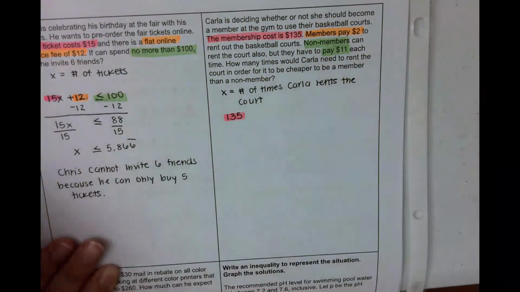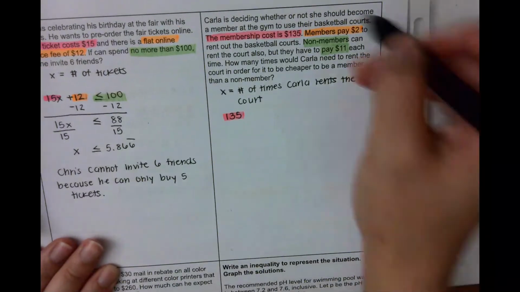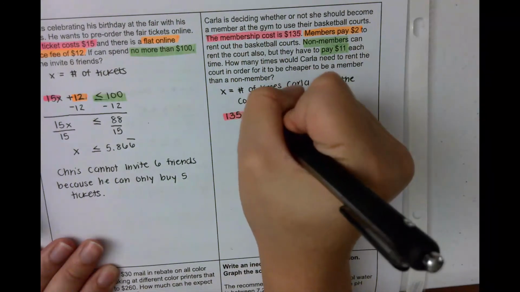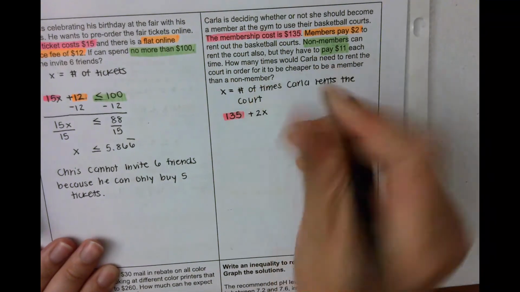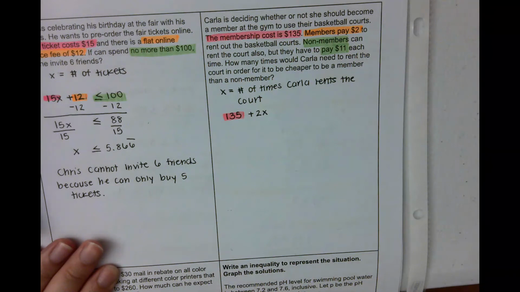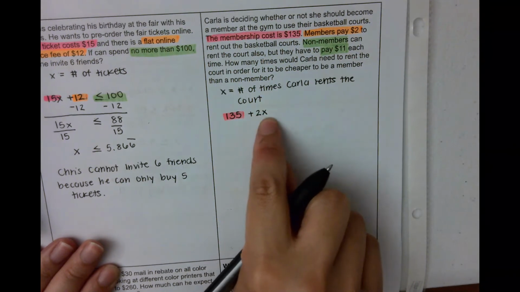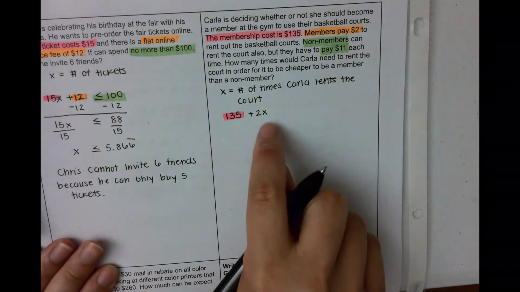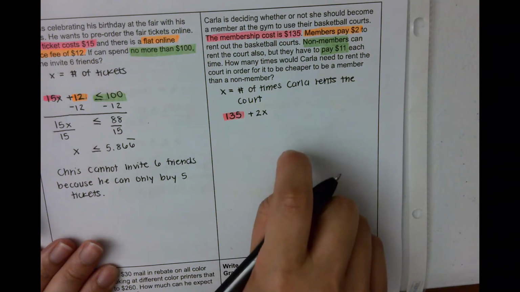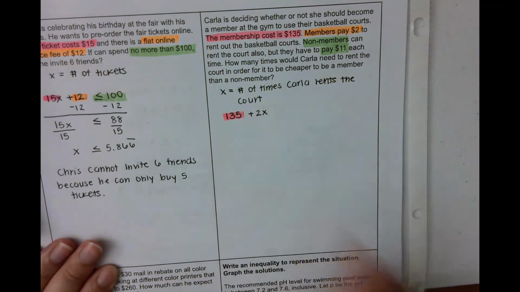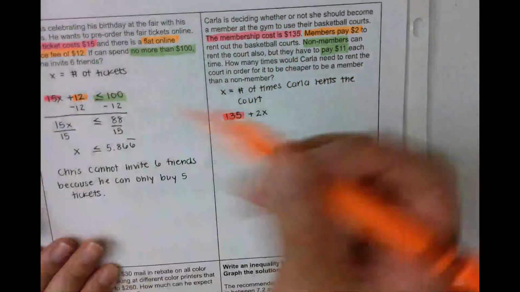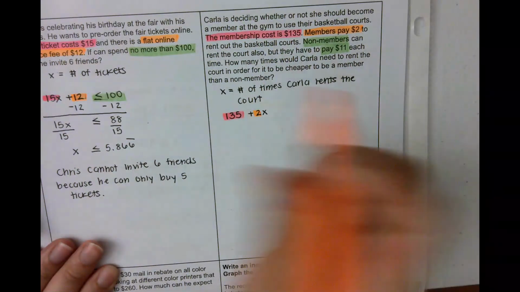And each time you want to rent the court, that costs $2. Okay, so plus 2 times x, the number of times you rent the court. Right? So if Carla rents it once, then it's $2, right? 2 times 1. If she rents it twice, then it's 2 times 2, $4, right? If she rents it 3 times, 2 times 3, $6. Okay? That's this.